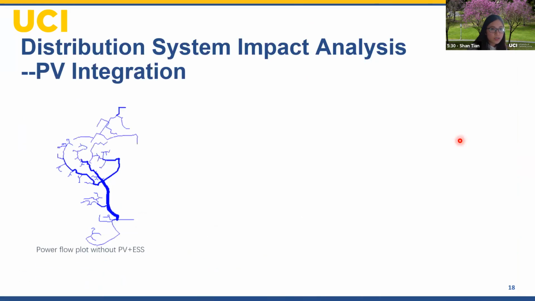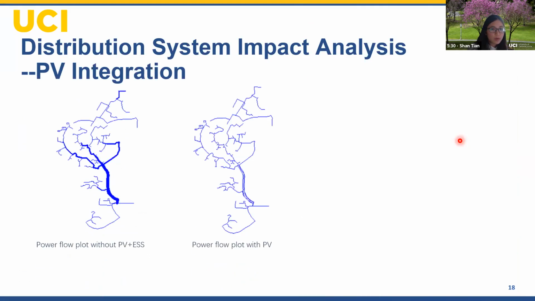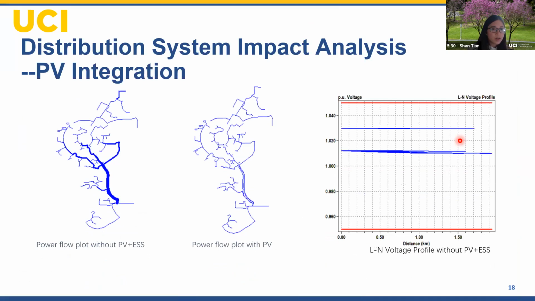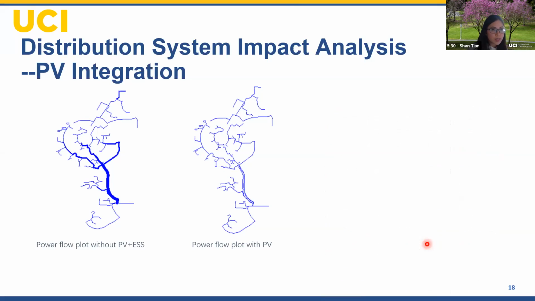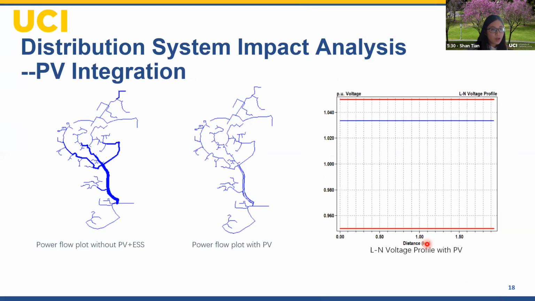Our distribution system impact analysis proved that our PV system can be safely integrated with the grid. We can see from the two figures on the left that power supply and demand have been balanced. We can also observe a per unit voltage increase of less than 2%, which is acceptable.